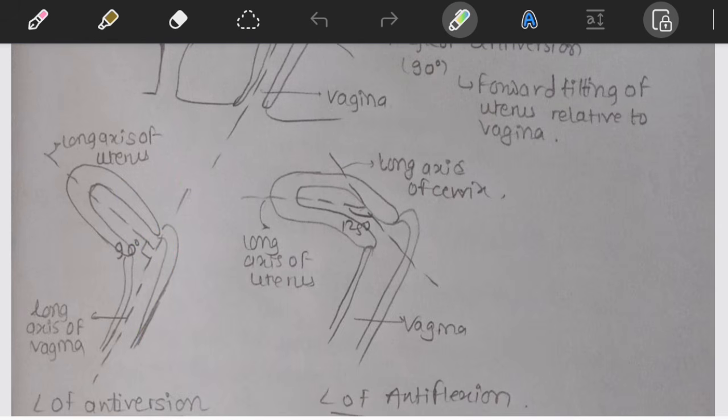Now look at the angle between the body of the uterus and the cervix. Here is the body of the uterus and the cervix. Here, if the body bends forward relative to the cervix, that's called anteflexion. Version is related to uterus and vagina, and flexion is related to body and cervix. This distinction is the classic exam trap. So remember, version, position of uterus related to vagina, and flexion, bending of the body related to cervix.